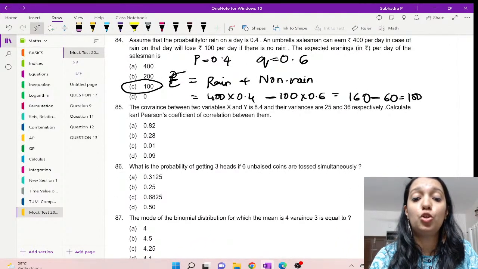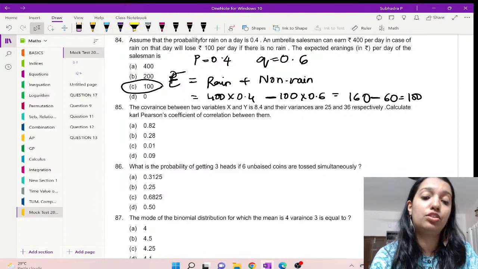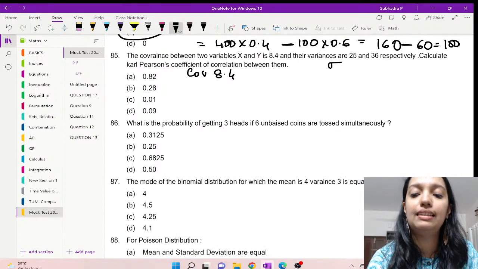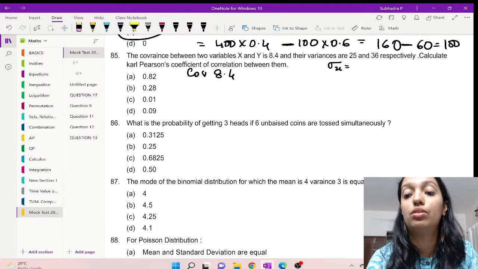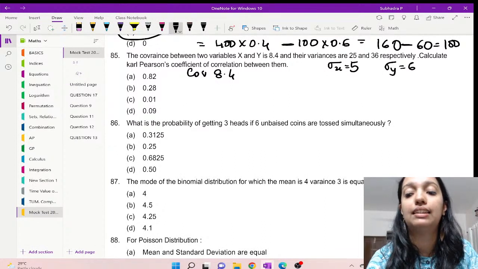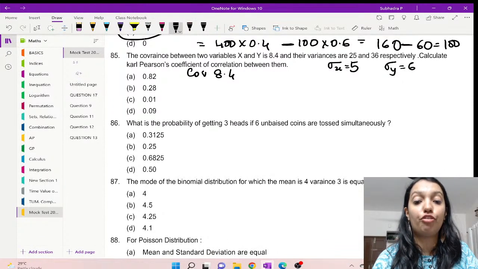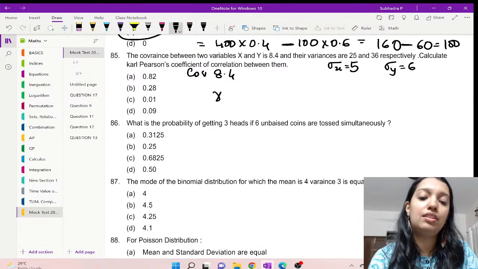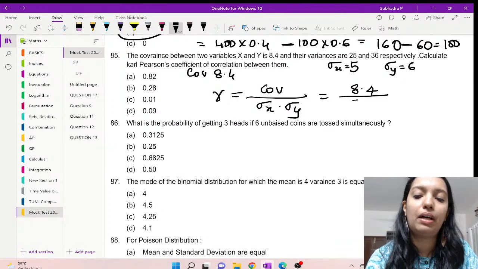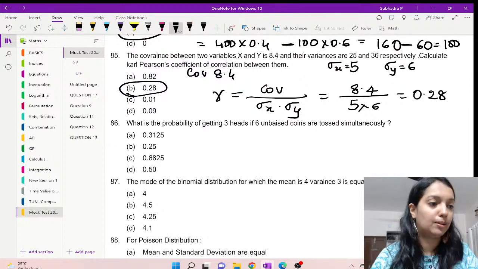Next, the covariance between two variables X and Y is 8.4. So the covariance information is given, 8.4. The variance of X is 25, so the standard deviation is 5. The variance of Y is 36, so the standard deviation is 6. Calculate Karl Pearson's coefficient of correlation between them. It is given by covariance divided by sigma x into sigma y. Very simple: 8.4 divided by 5 into 6. So your final answer is 0.28, option B.